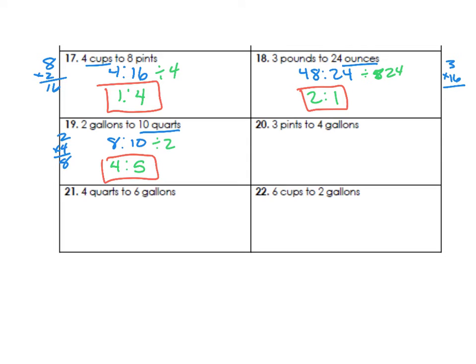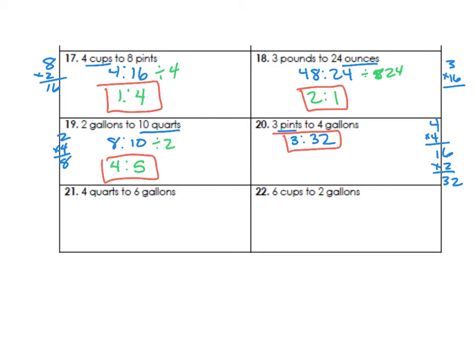Number 20, pints and gallons. Pints is our smallest. So 3 to... We're going to do a couple extra steps. I have 4 gallons times 4 quarts. That gives me 16. But in each quart, there's 2 pints. So that gives me 32. Now, if I look at this, I don't have a number that I can divide both 3 and 32 by. So that is my simplest form.